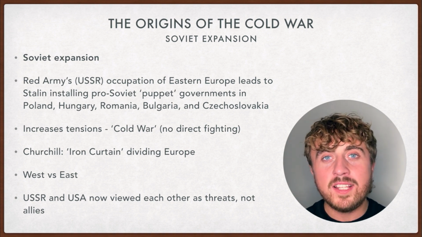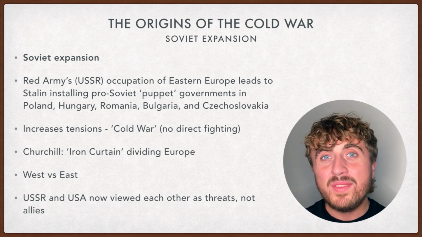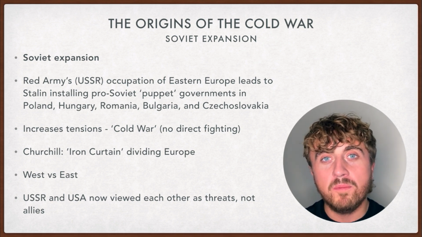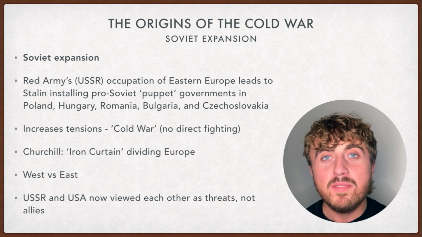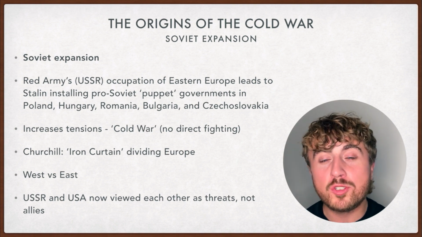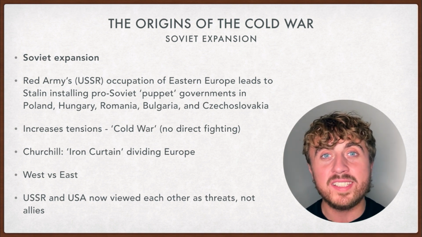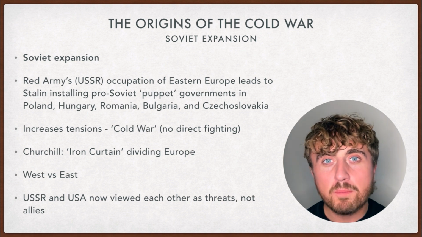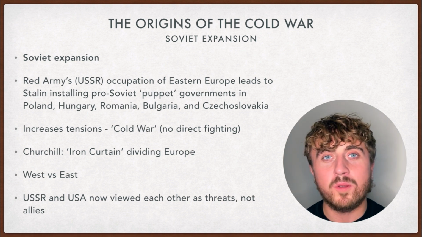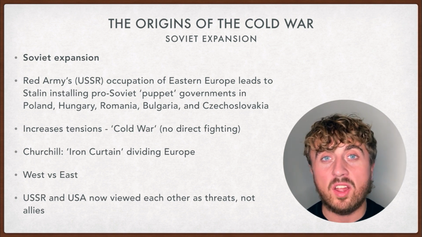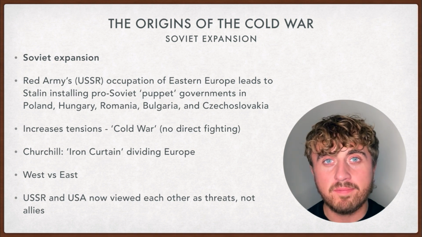Despite these massive tensions between these two superpowers, there's no direct fighting between the two sides, hence the name Cold War. In 1946, Winston Churchill gives a famous speech where he refers to the Iron Curtain, this political, military, and ideological barrier separating East and West during this period. So by the time this speech took place in 1946, it's very clear that the USA and the USSR are no longer allies. They're now threats to one another. And this is how the Cold War began.